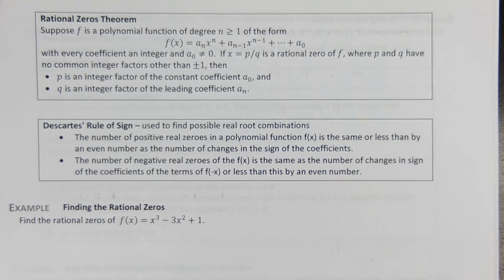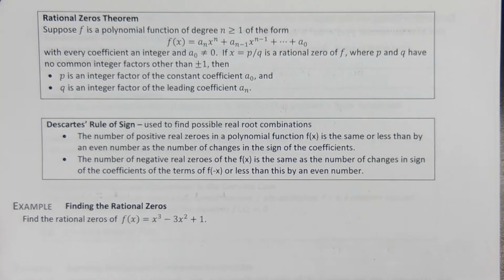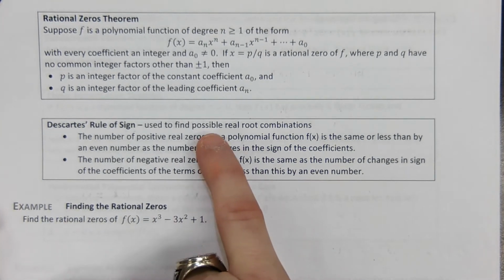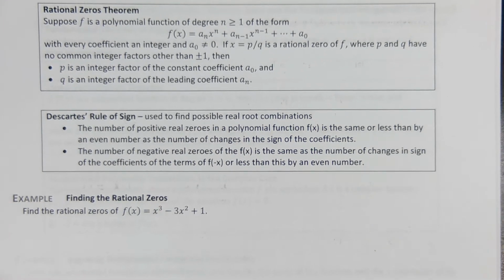Now, it's not going to tell us these are the roots, but it will say there are certain patterns that are going to be possible. It is used to find real possible root combinations. It also will tell you the complex possible root combinations, but we won't talk about that one today. It says the number of positive real zeros in a polynomial function is the same or less by an even number, meaning subtracting by 2, as the number of changes in the signs of the coefficients.